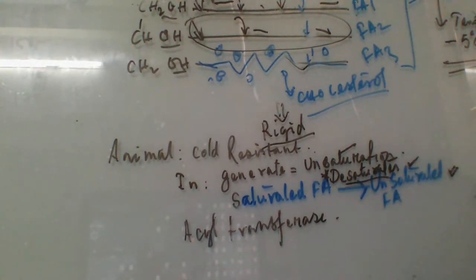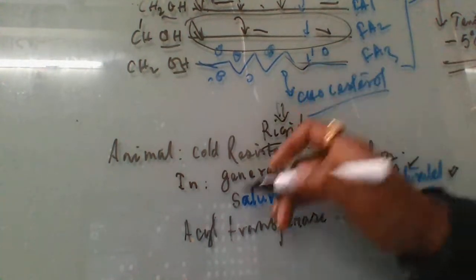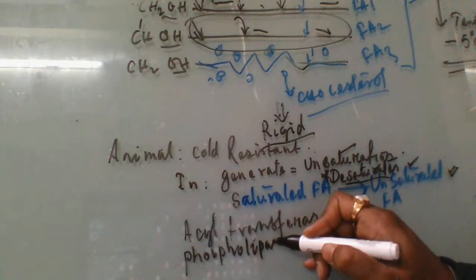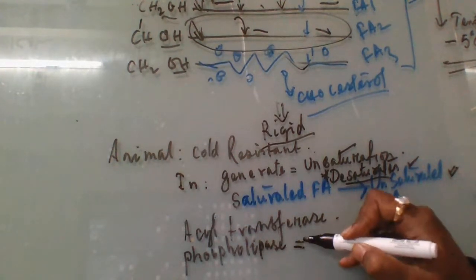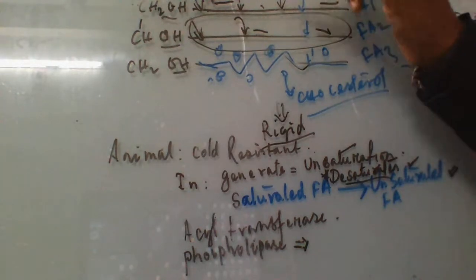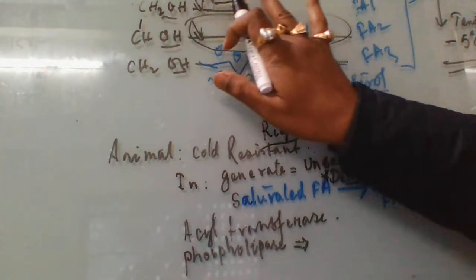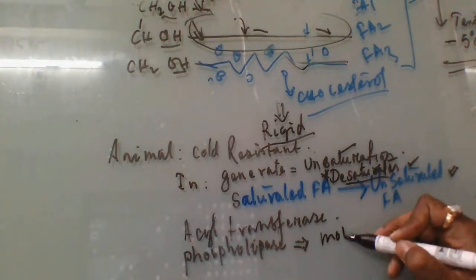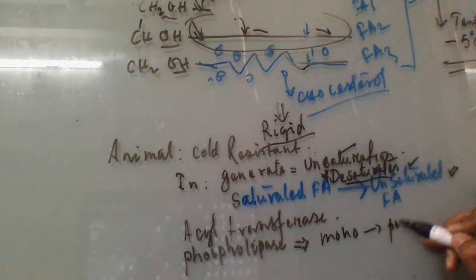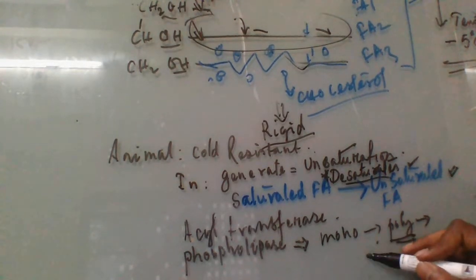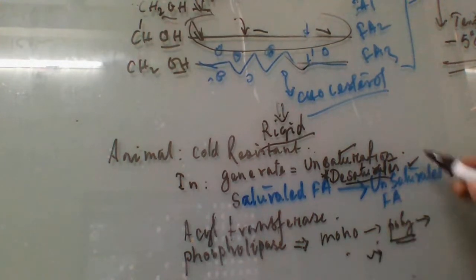And another thing is reshuffling, toward a lower melting point at the lower temperature. This is done by phospholipase. This enzyme phospholipase plays a role in changing the fatty acids from monounsaturated to polyunsaturated fatty acids, so the number of double bonds increases at low temperature.